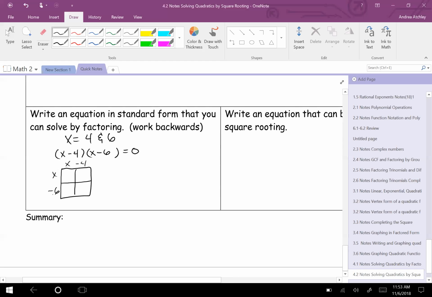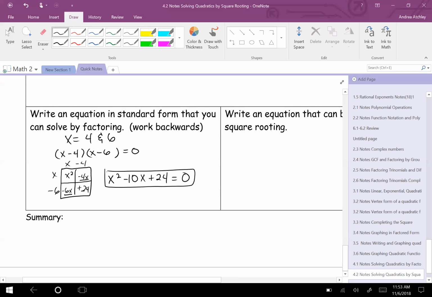And then we multiply. X times x is x squared. Negative 4 times x is negative 4x. X times negative 6 is negative 6x. Negative 4 times negative 6 is a positive 24. So I have the area of that whole box is x squared. Negative 6 and negative 4 is negative 10x plus 24, and it equals 0.